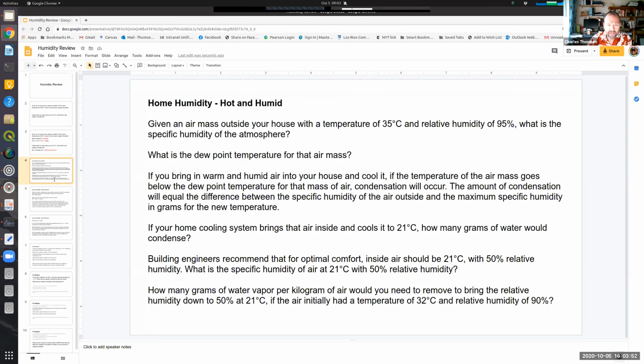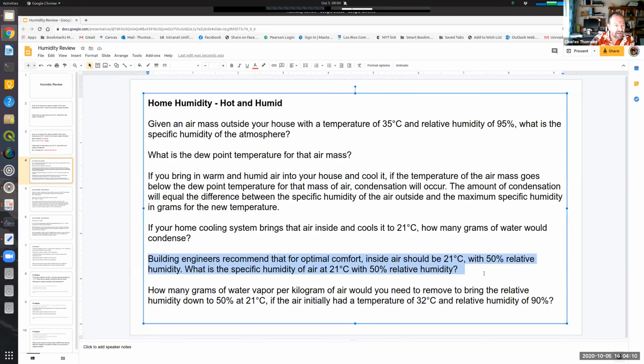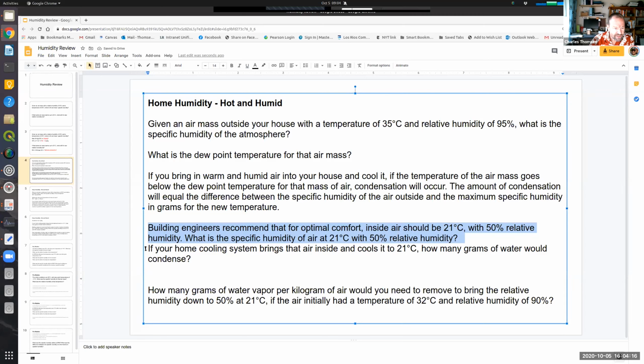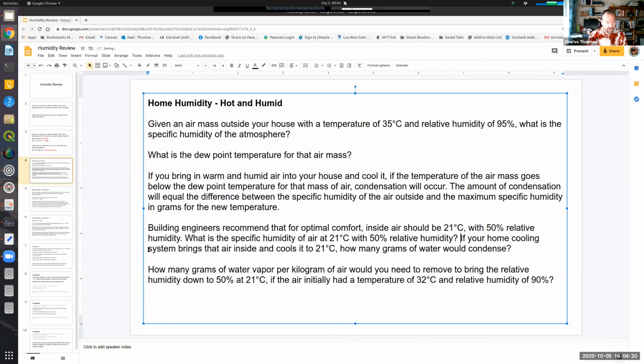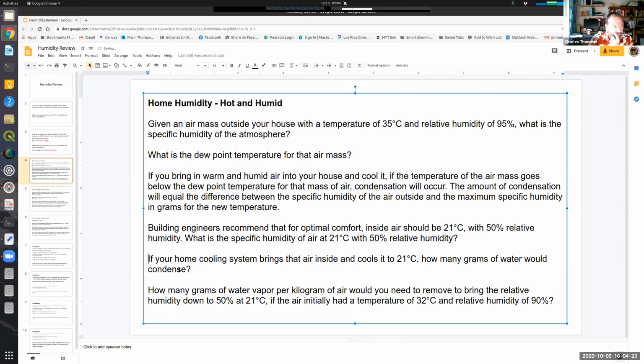Cool. So we've got air mass outside your house. We know its temperature. We know its relative humidity. So we want to find the specific humidity and dew point. And then if we bring that warm air into the house and cool it, you're going to get condensation. Oh yeah. And I just realized this morning that I have the order of these backwards, that if you do that in that order, it's much easier. Yeah, but we'll still go through it step by step.